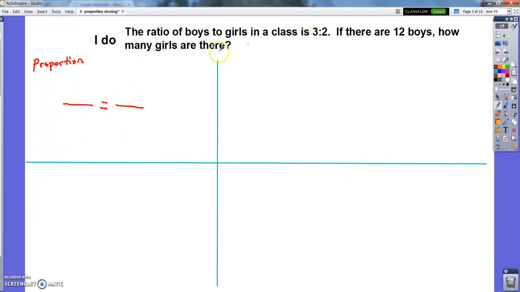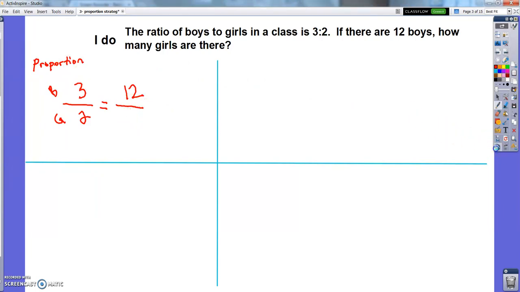So what I do, I set one up. I start with this ratio of knowing there's a 3 to 2 boy to girl ratio. This is boys, girls. And in the question I'm told there are 12 boys. So in my second ratio, I know there's 12 boys, but I do not know how many girls there are. I'm trying to figure this out.